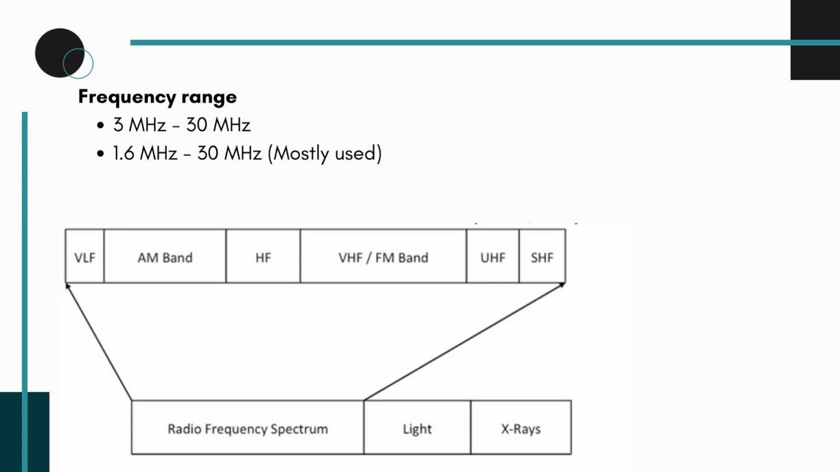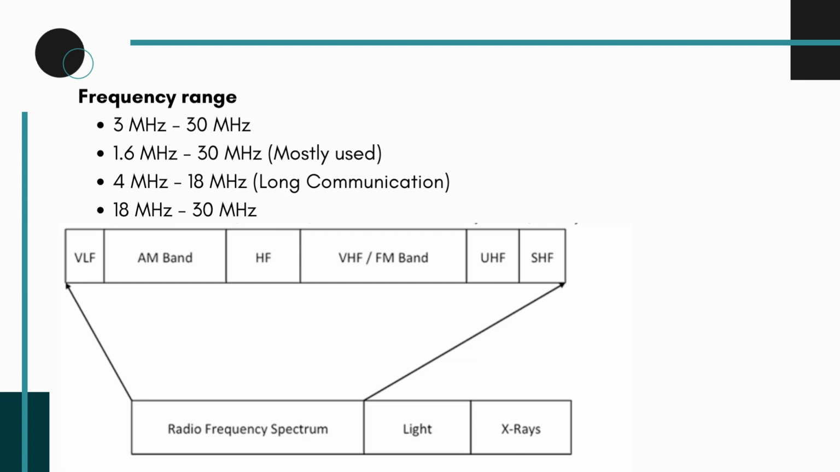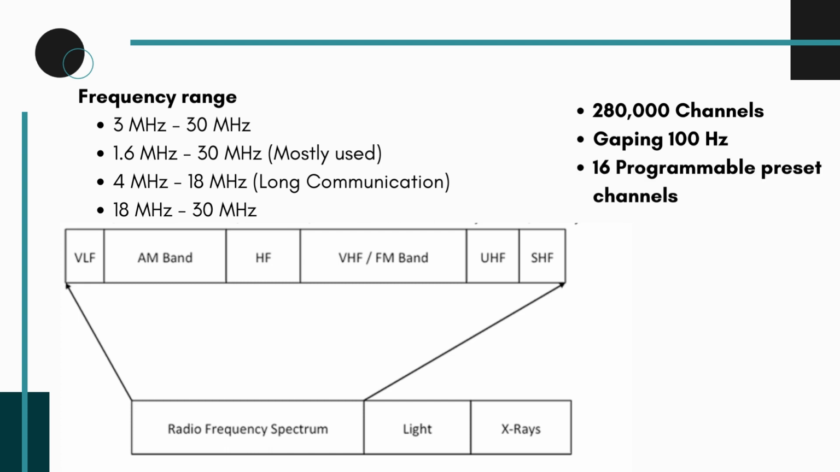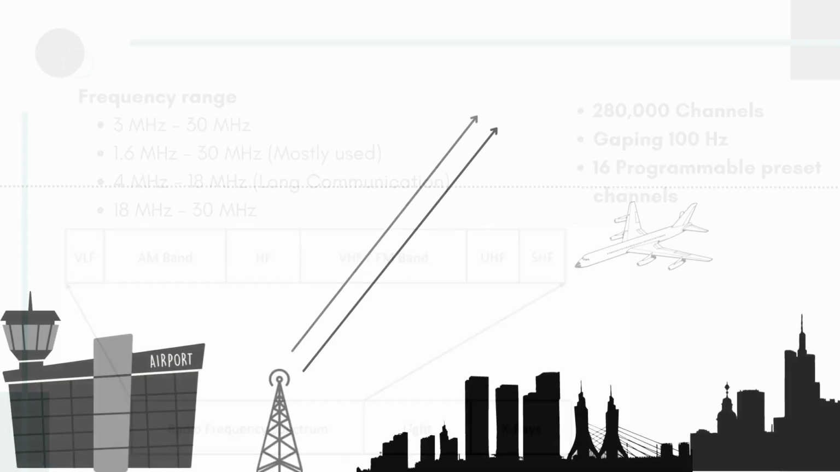Most radios use the frequency spectrum of 1.6 to 30 MHz, but long haul communications in this band take place between 4 to 18 MHz. Higher frequencies such as 18 to 30 MHz may also be available from time to time, depending upon the ionospheric conditions and the time of the day. Therefore, the HF systems may have up to 280,000 communication channels, which can be tuned at 100 Hz spacing, and 16 programmable preset channels. Preset channels are simply channels that you can save or store as your favorite channel.